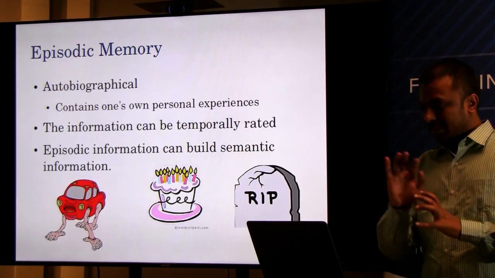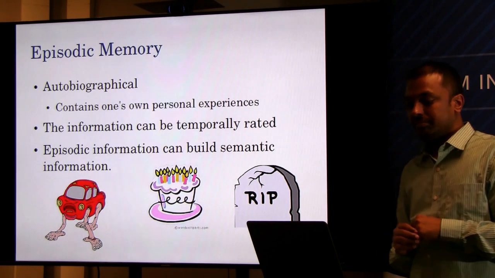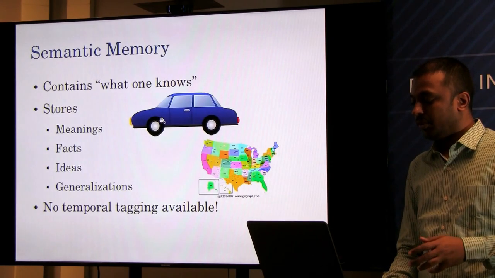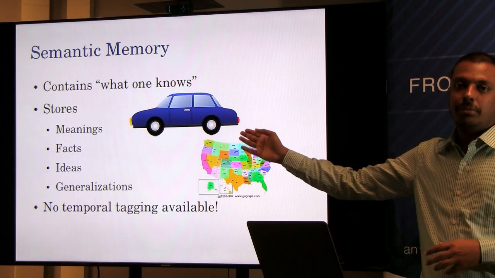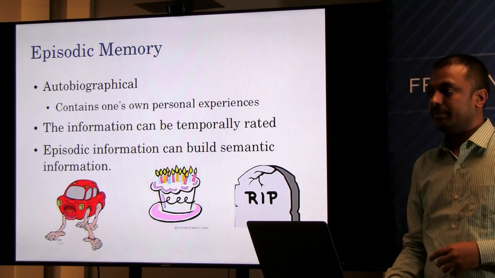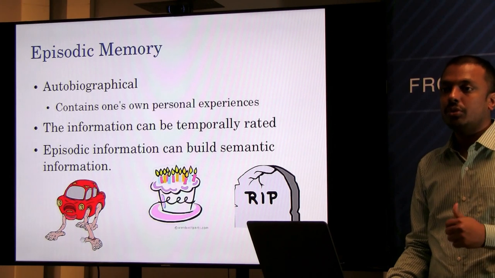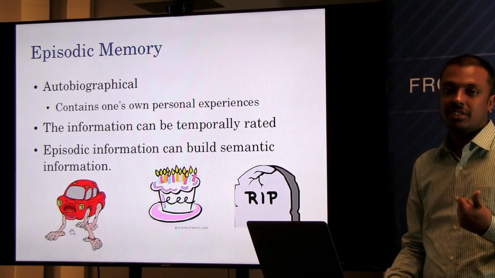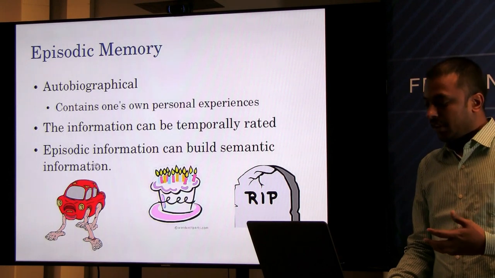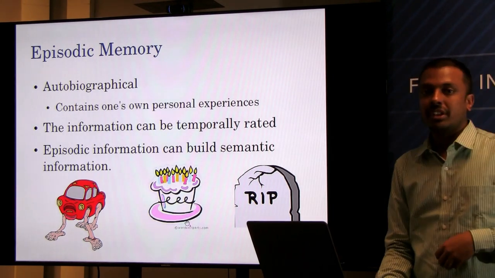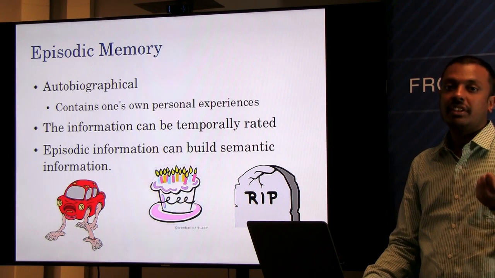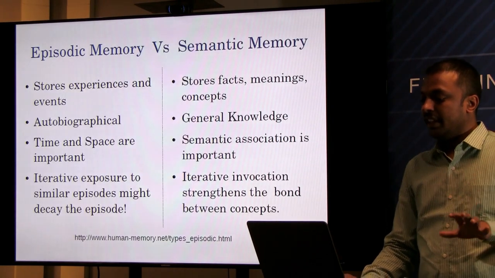Whereas episodic memory is autobiographical in nature, so it contains one's own experiences. You know that this is a vehicle, but you may not remember where you learned that. But if you see a car like this, I'm sure you will remember where you saw it and when you saw it. There is a lot of contextual information and your experience with it, and all of that will be remembered. Similarly, you'll remember when somebody was born, when somebody died, and such things. These are incidents and events which are remembered.